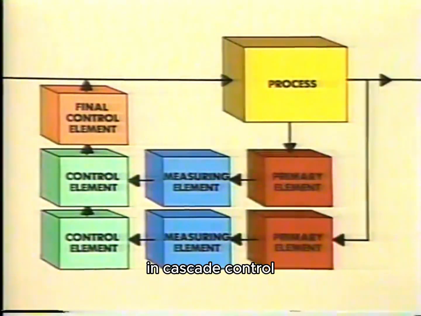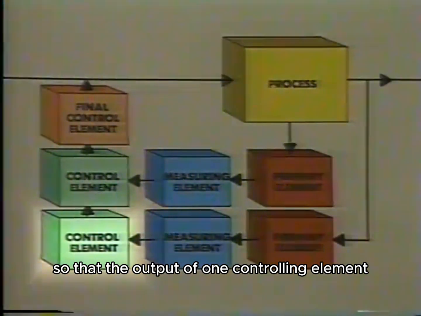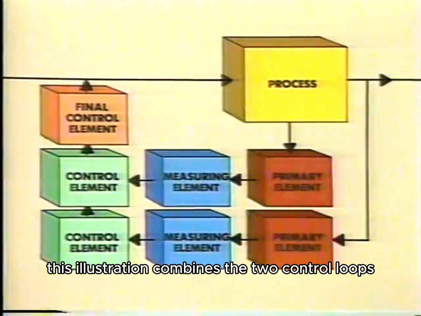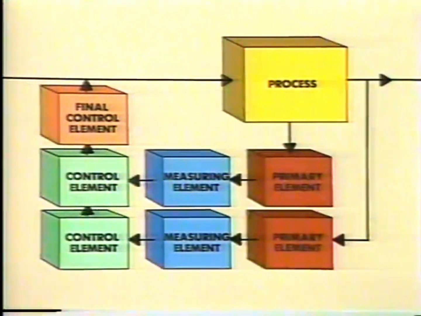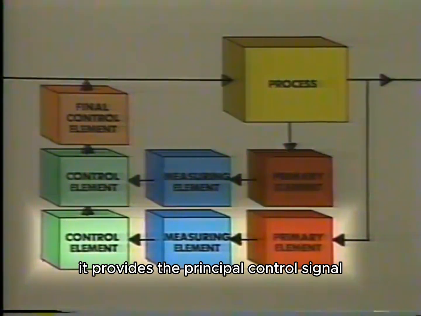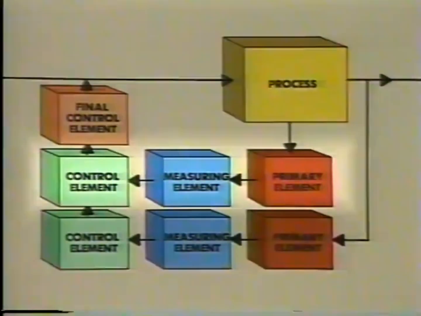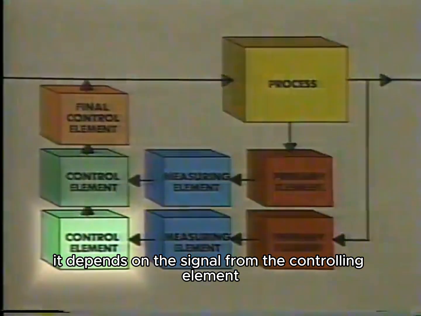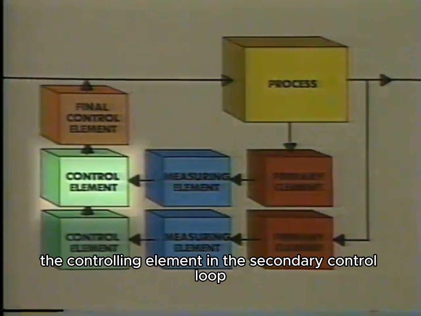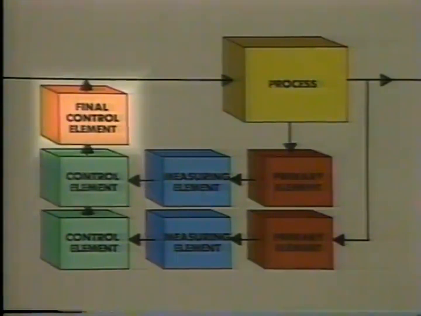In cascade control, two or more control loops are arranged so that the output of one controlling element adjusts the set point of another controlling element. This illustration combines the two control loops. This loop can be called the primary control loop. It provides the principal control signal. This loop can be called the secondary control loop. It depends on the signal from the controlling element in the primary control loop for its set point. The controlling element in the secondary control loop provides the output signal to the final control element.